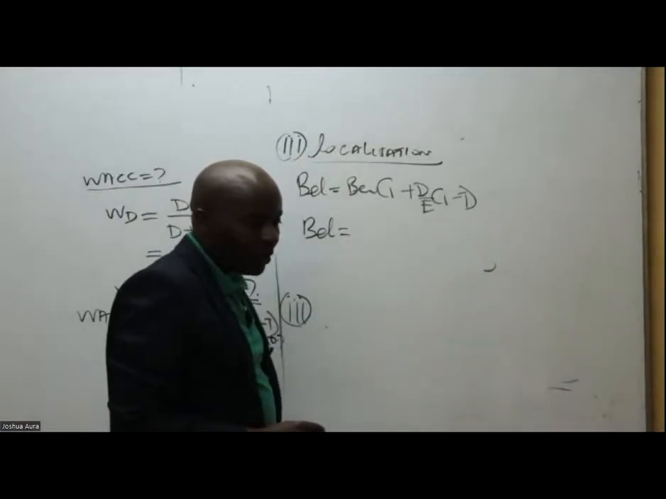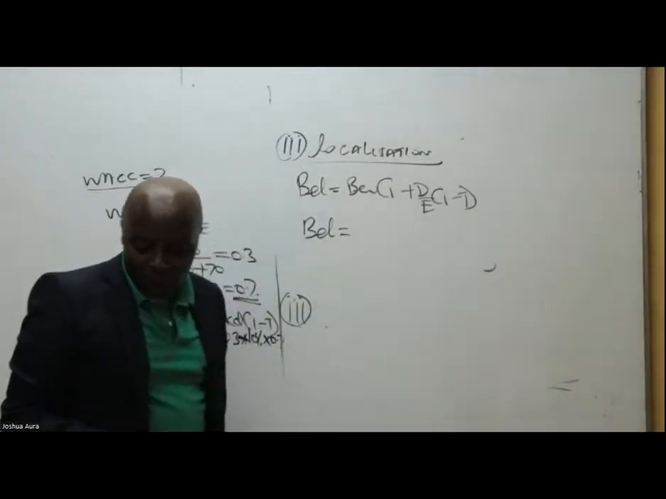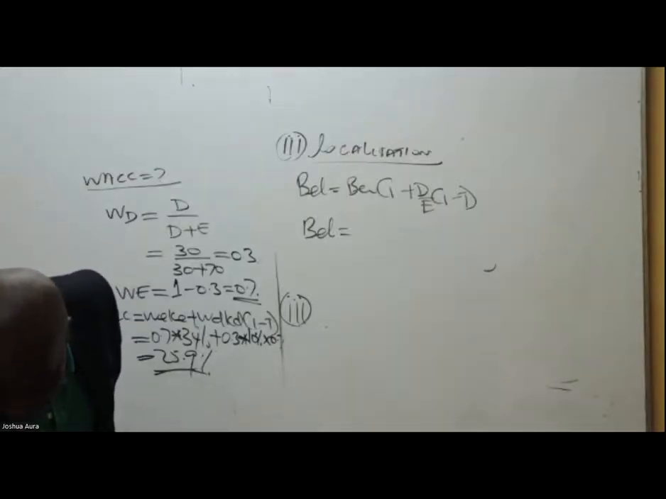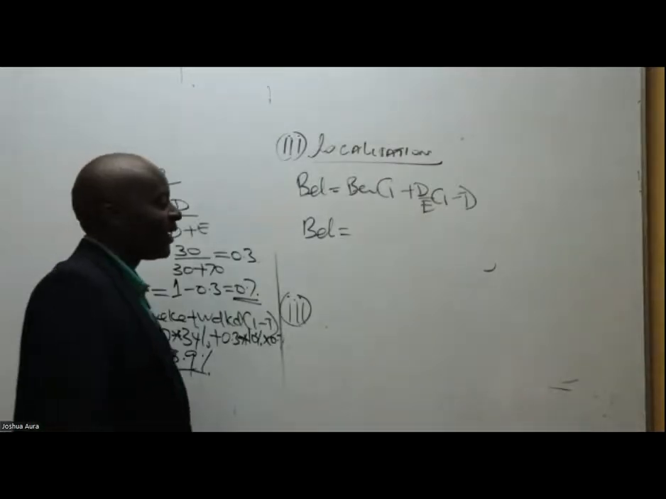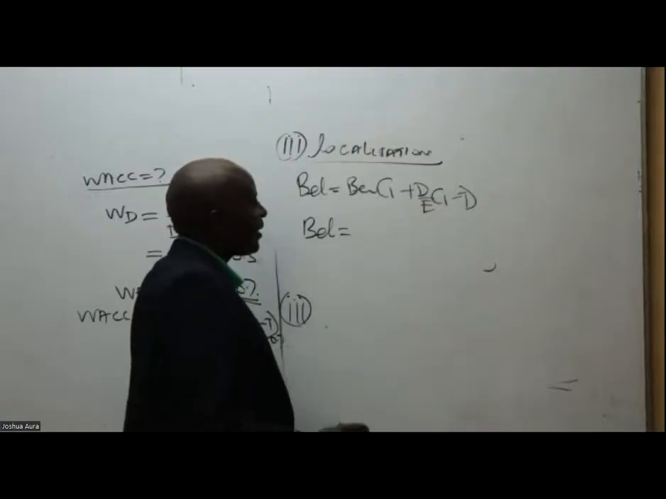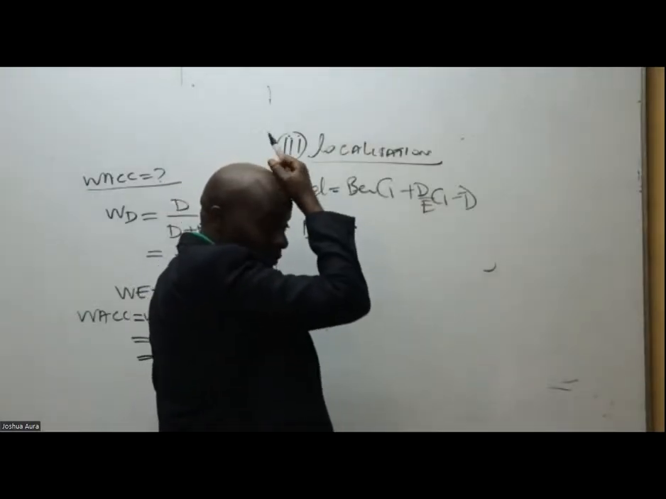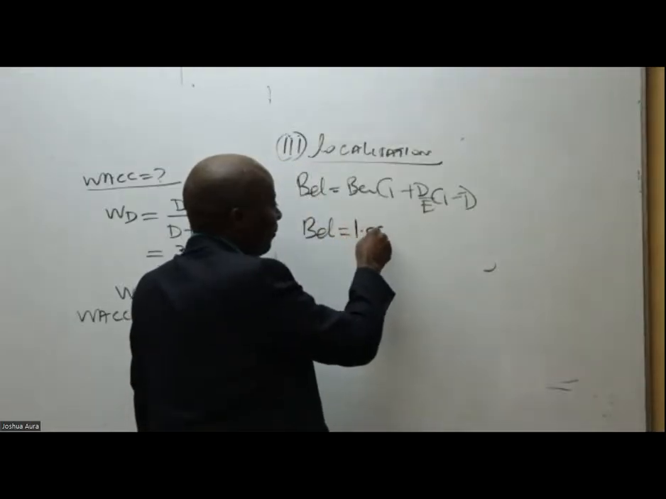Ladies and gentlemen, Fatima is getting 25. Wow. Oh, great. The same. Great. So what is our BEL, very fast? 1.091.